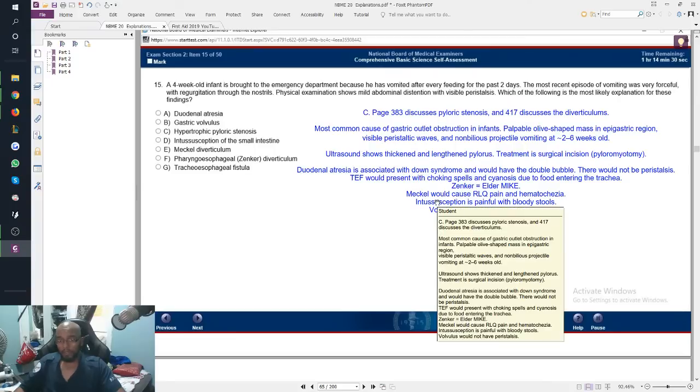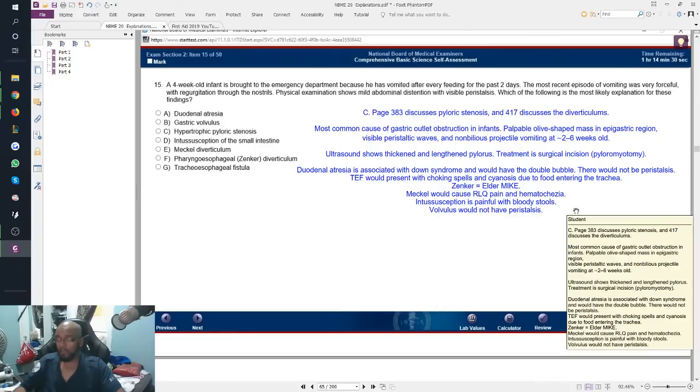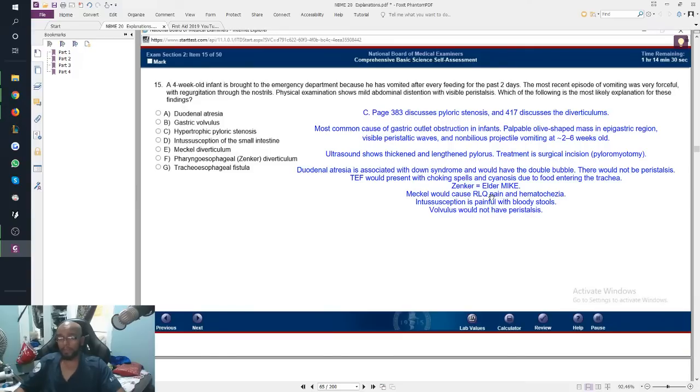Meckel diverticulum can occur in an infant, but that would have right lower quadrant pain and hematochezia, blood. Right? You would also need the question to tell you something like finding gastric tissue in another part of the body, right, outside of the stomach. Intussusception is painful, again with bloody stools. We don't see anything bloody here. No bloody stool, no bloody vomiting. So you cancel out intussusception, you cancel out Meckel. Volvulus would not have peristalsis either. Right? Gastric volvulus, your intestines are all wrapped up, so everything isn't going to flow correctly through your intestines.